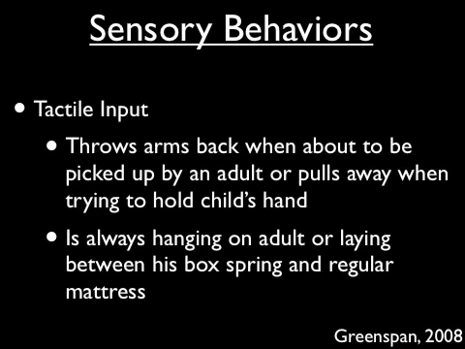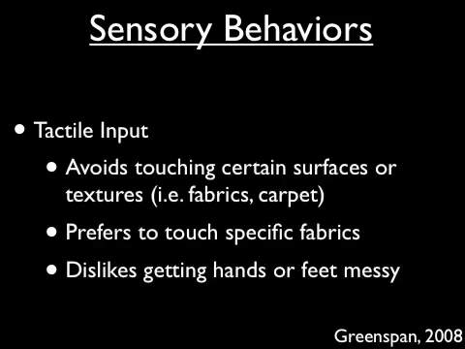Always hanging on an adult or laying between his box spring and regular mattress. Again, it's about pressure. Avoids touching certain surfaces, textures, certain fabrics, dislikes getting their hands or their feet messy. When you look at this movie, Temple Grandin, she does an amazing job of talking about how an autistic person, for her, when she had a really bad experience with someone, she created a pressure machine. And this machine was actually created by watching cattle. Right before you see cattle be moved into slaughter, they go into the chute, and the chute closes on them, and it pressurizes them so they can't move.